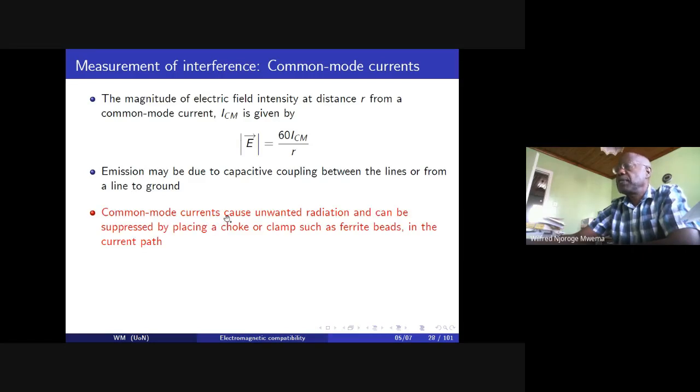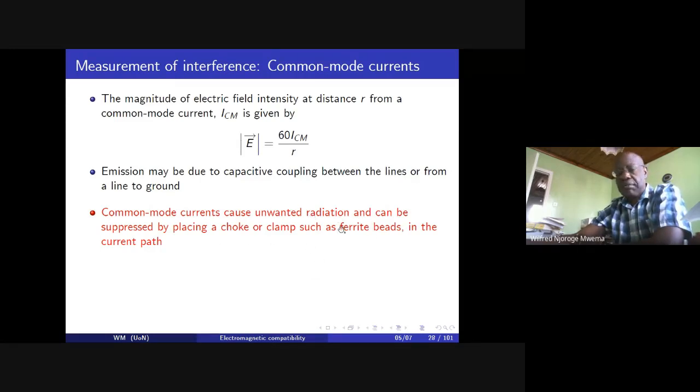So common mode currents cause unwanted radiation and can be suppressed by placing a choke, that is a large inductance, or a clamp such as ferrite beads in the current path. So for those of us who will be doing high frequency electronic system design, these are important techniques to keep in mind.